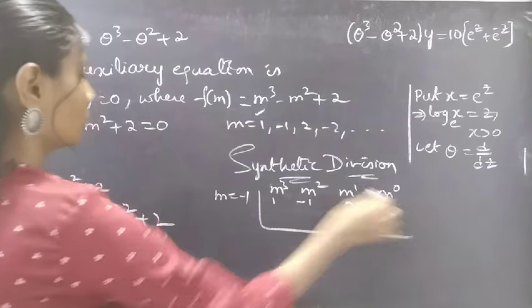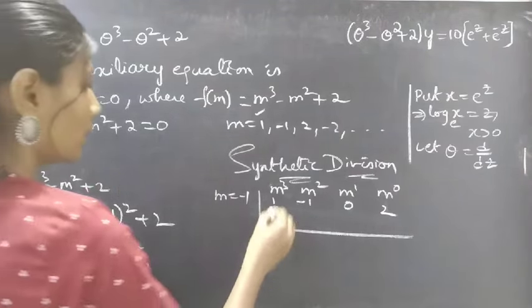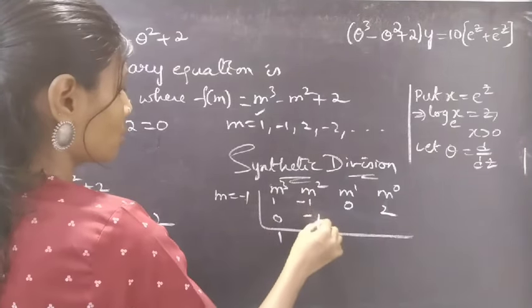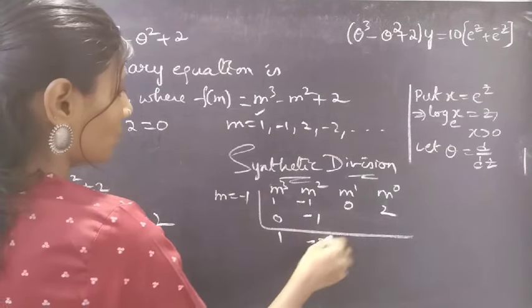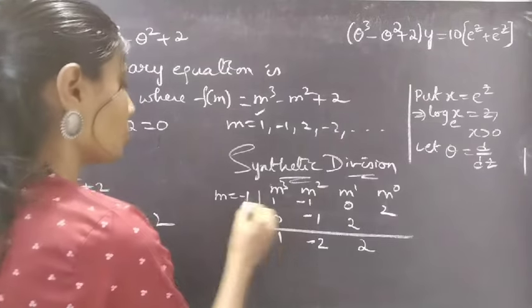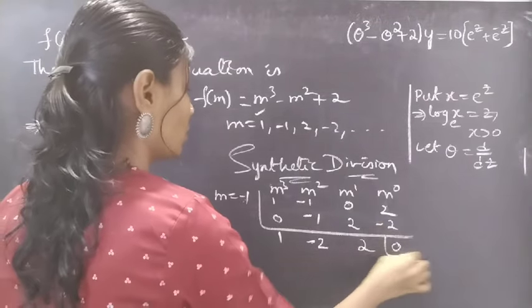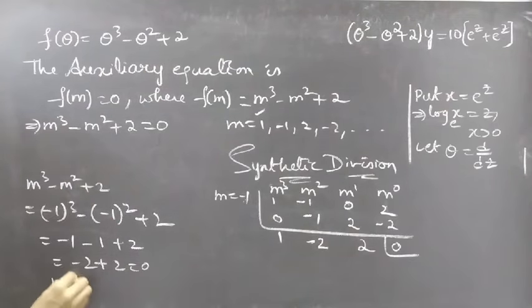This is 2, right? Coefficient of m power 0 is 2. Put 0 here. We'll get 1 plus 0, 1. Minus 1 into 1, minus 1. Minus 1 minus 1 is minus 2. Minus 1 into minus 2 is 2. 0 plus 2 is 2. Minus 1 into 2 is minus 2. 2 minus 2 is 0. Again, this gives one polynomial, m square minus 2m plus 2.